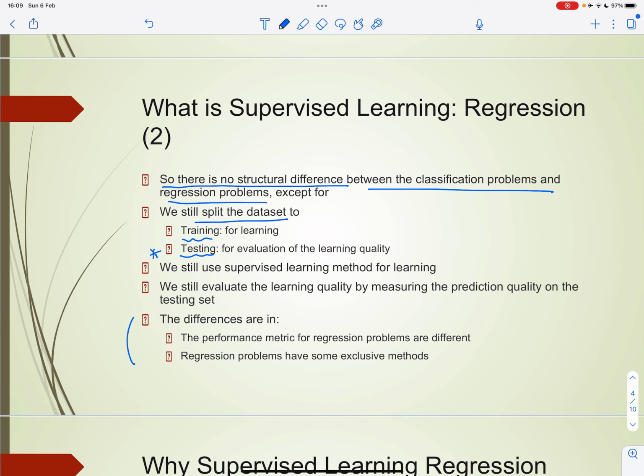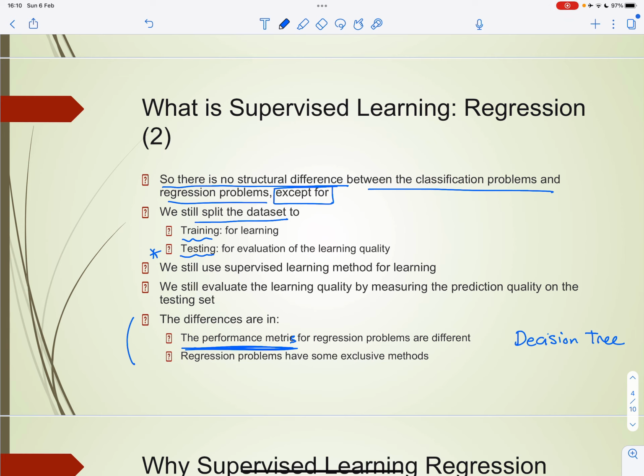So what is the difference? Except for the performance metric. This is the important one. The performance metrics for regression problems are different. Regression problems have some exclusive methods as well. So if you recall, we learned decision trees. For classification, decision tree is one of those methods that can also be used for regression. So we are good to go.